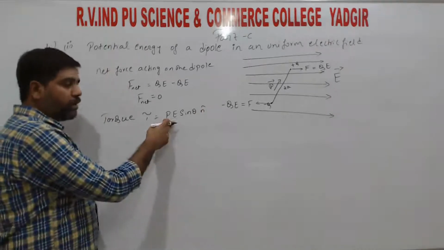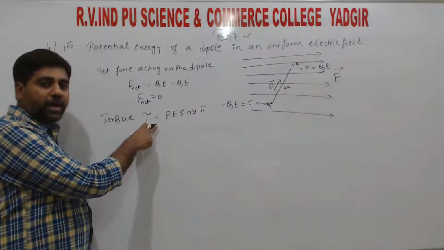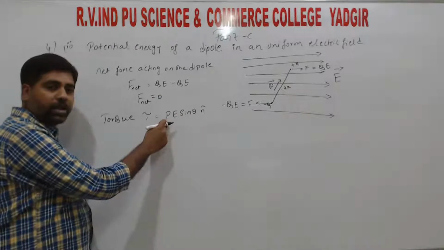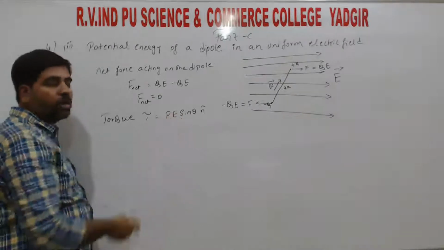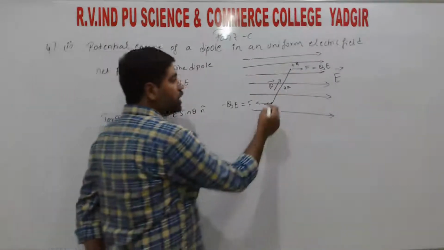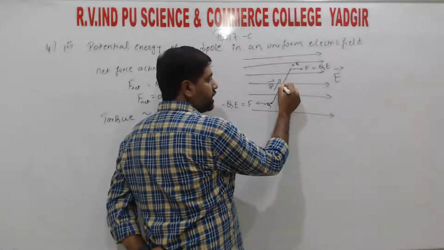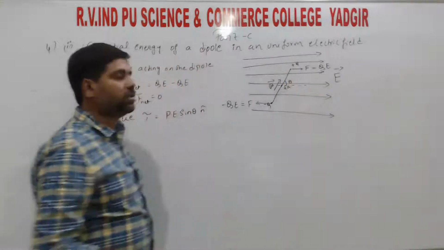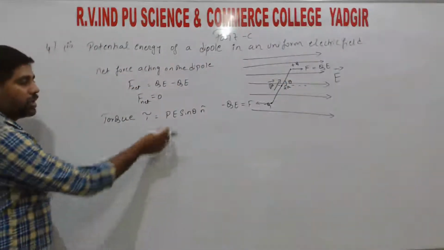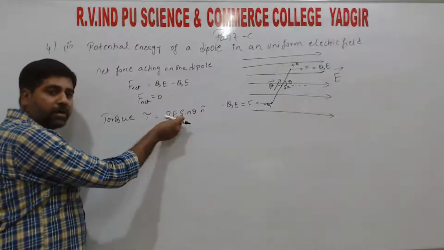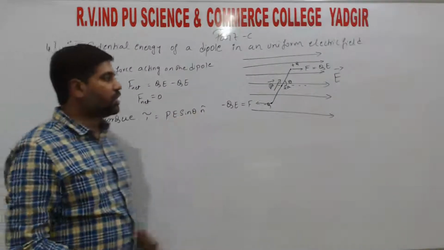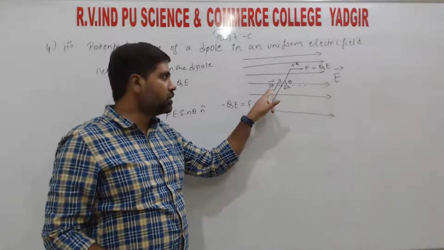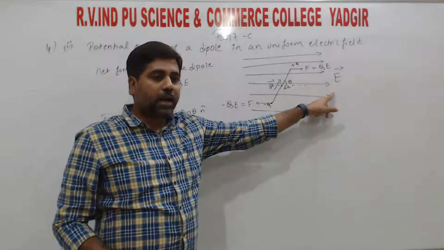We also derived this earlier, torque in a dipole. Torque tau is equal to PE sin theta, where P is the dipole moment and E is the uniform electric field. If we consider O as the center of the dipole, we get the angle theta, which is the angle between the P vector and the E vector, that is the dipole moment vector and the electric field vector.